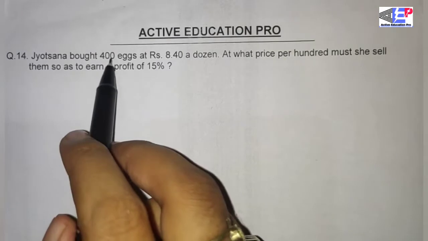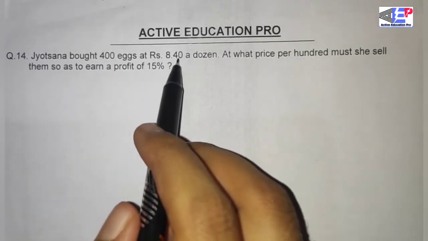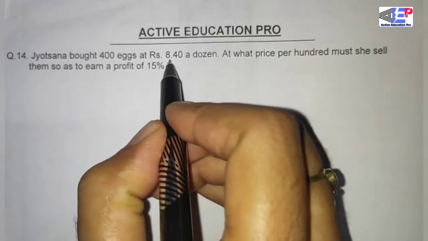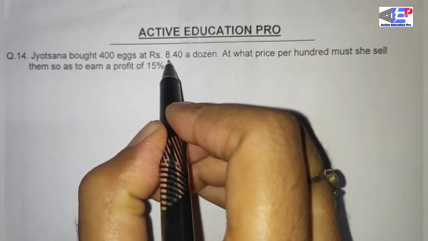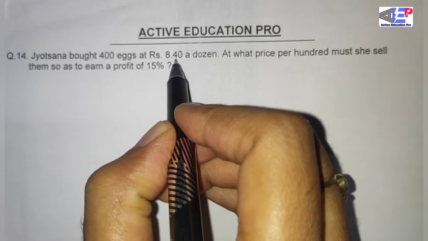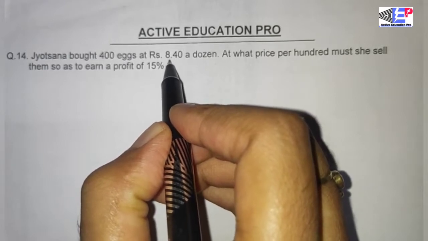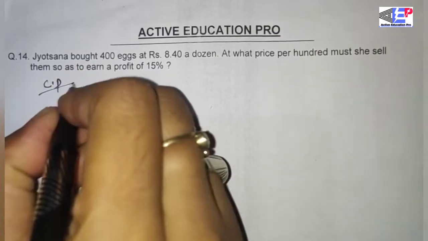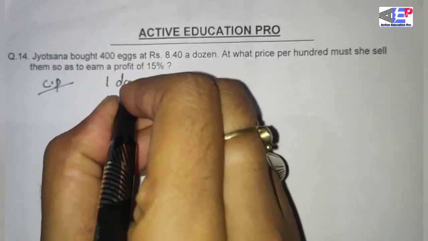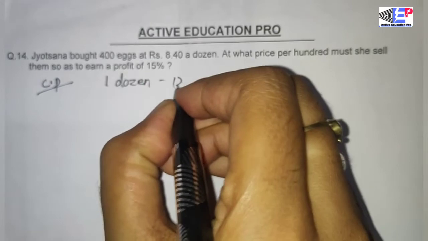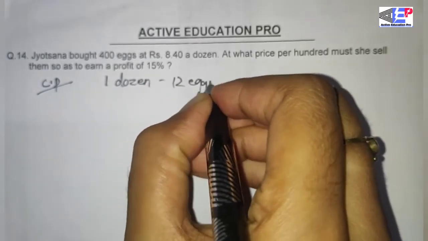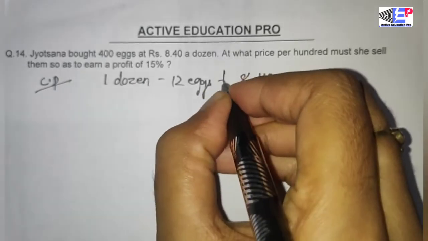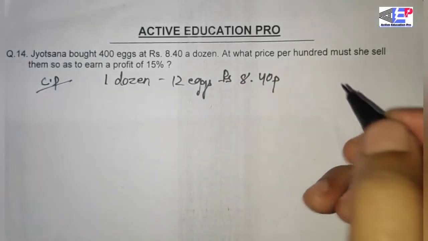Jyotsna bought 400 eggs at 8 rupees 40 paise a dozen. Per dozen eggs, the cost price is 8 rupees 40 paise. So for the cost price, one dozen means there will be 12 eggs for 8 rupees 40 paise.